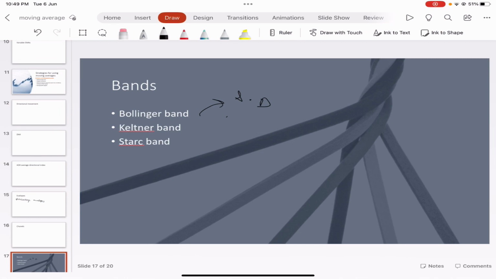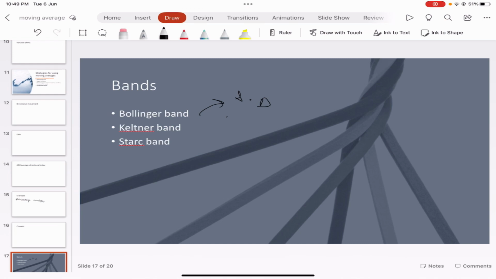So first you are going to calculate the typical price, which is high plus low plus close, divided by 3, and then you calculate a 10-day SMA of that. After doing that, you are going to calculate band size by creating a 10-day SMA of the range. What is the range? High minus low. High minus low basically gives you the range.